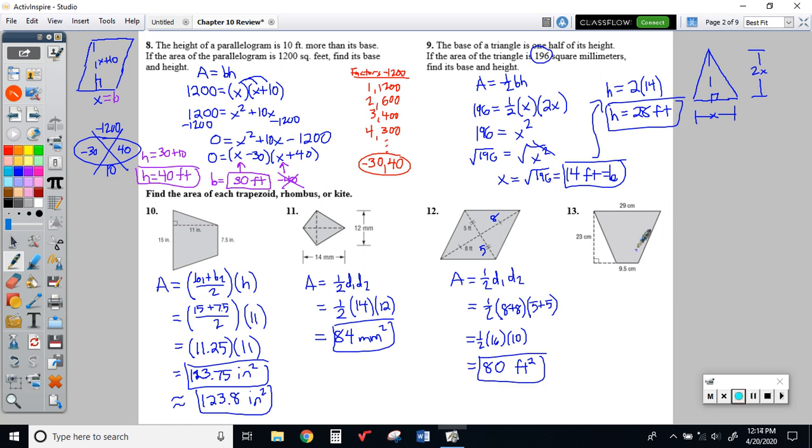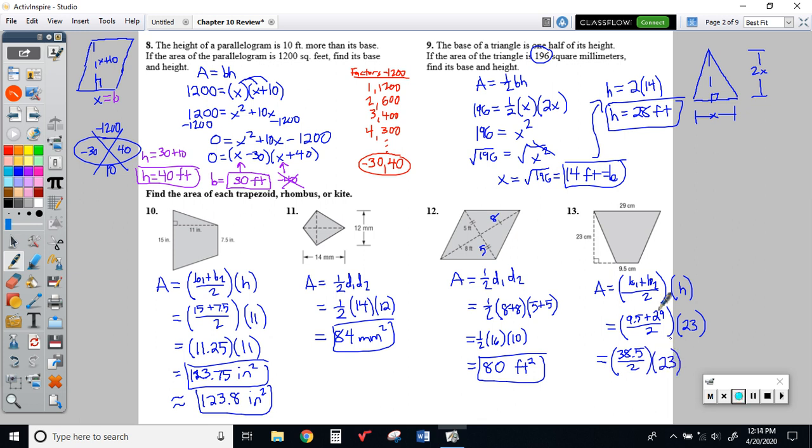And then this final one looks like a trapezoid here. We've got area for a trapezoid, base 1 plus base 2 divided by 2. In other words, the length of the midsegment of the trapezoid, times the height. Plug in what you know to find what you don't. So we've got 9.5 plus 29 divided by 2 times the perpendicular height connecting those two bases. It is 23. And so that would leave me with 38.5 divided by 2 times 23.